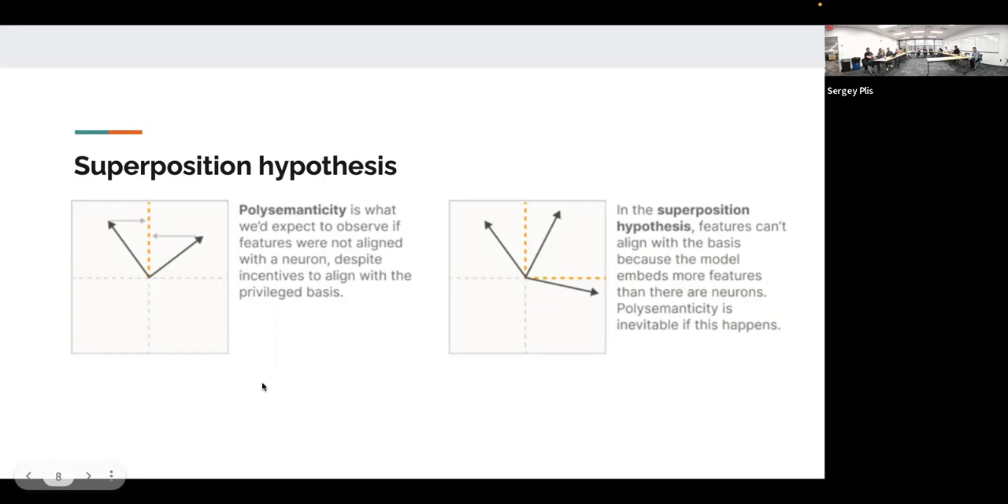Right. So then this is their hypothesis. First of all, they talk about polysemanticity, which is what we'd expect to observe if features were not aligned with the neuron despite incentives to align with the privileged basis. And their own superposition hypothesis: if you have more features than the number of dimensions that you map them into, you get this polysemanticity where they can't align with these canonical bases.